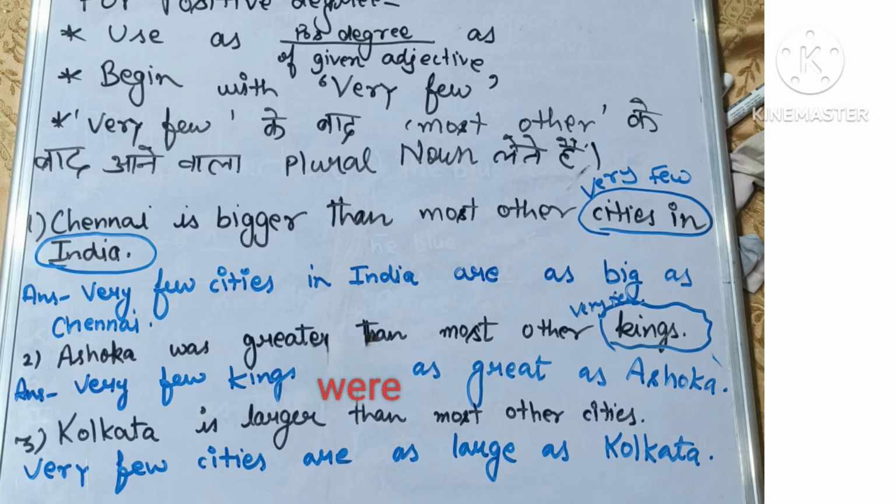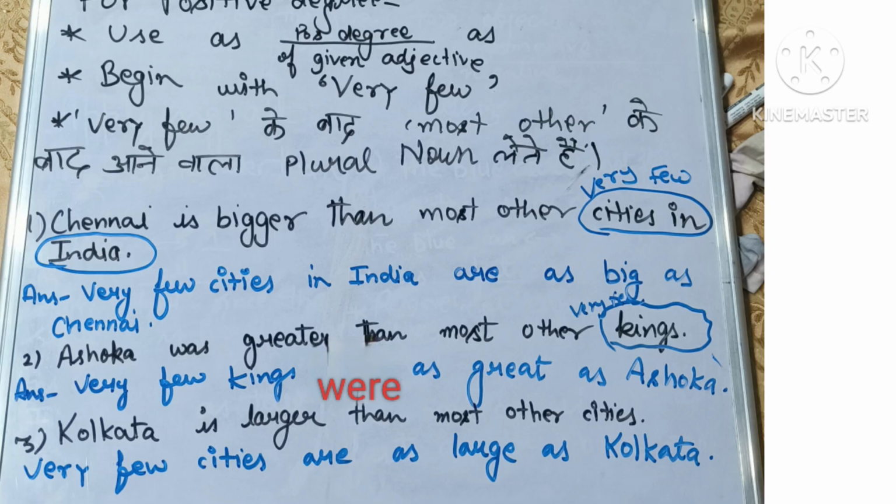Now, sentence number 2, Ashoka was greater than most other kings. So we will start with "very few", and we will take kings after "very few": very few kings. Then we have to take a verb, and we can see the sentence is in past tense. We are given "was" after Ashoka, and our subject is plural. We will take "were". In past, the plural verb is "were", right? So very few kings were. Then we will take "as great as", then Ashoka. Very few kings were as great as Ashoka.